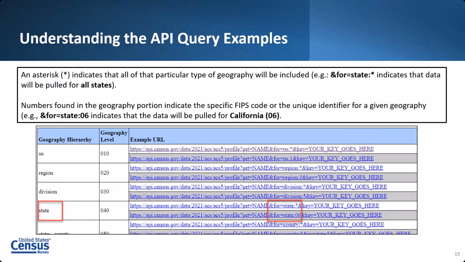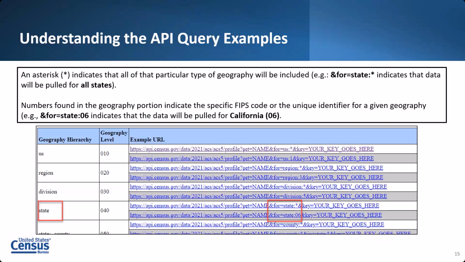For example, if we're looking at the state geography, we see that we have two URLs listed here. And even looking at those two URLs, again, they almost look identical, but the one difference between them is after where it says ampersand for equals state colon. The first one here has an asterisk while the other has a 06. So the first one that has an asterisk, which is also called a wildcard, indicates that we're pulling back all of the geographies available here. So in this case, we would pull back all of the states in the United States.